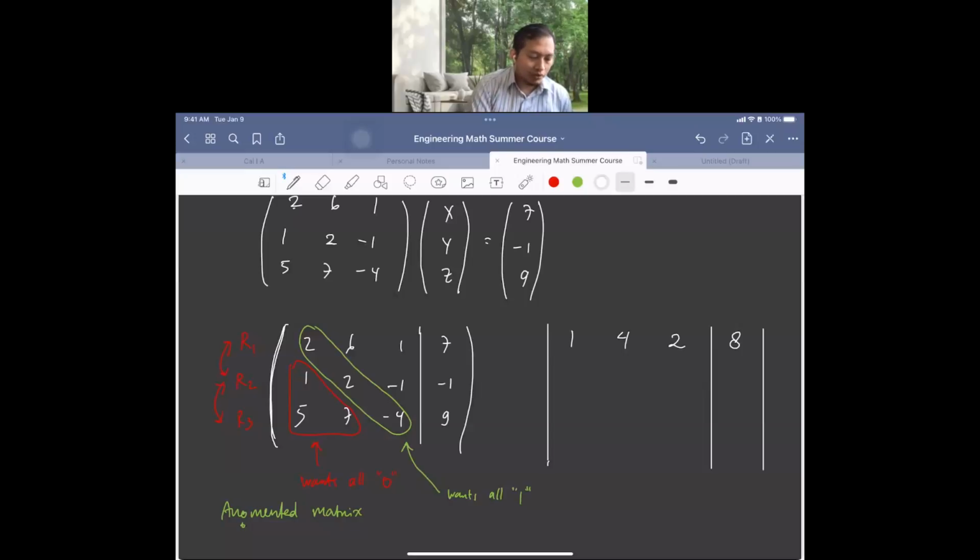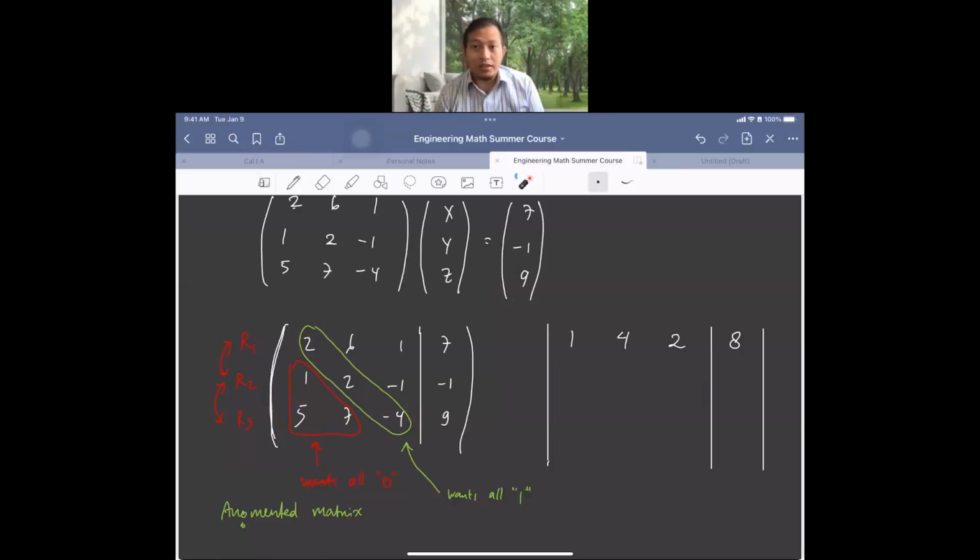So you have this, and then you want the second row to get maybe a 0 here. Maybe the easiest way is to multiply this second row by 2, and then you can subtract the first row, or you can multiply by 5 and then subtract the third row. There are many ways that you can do it.